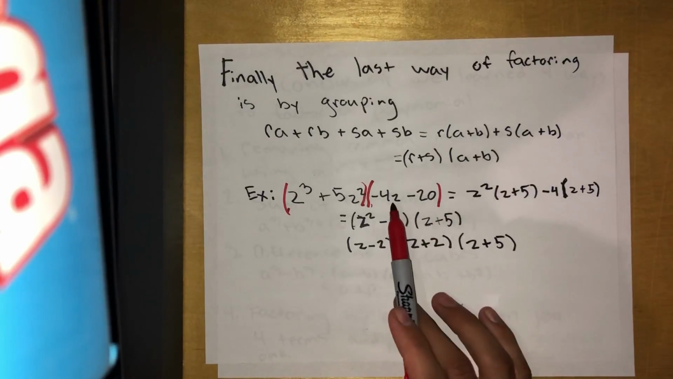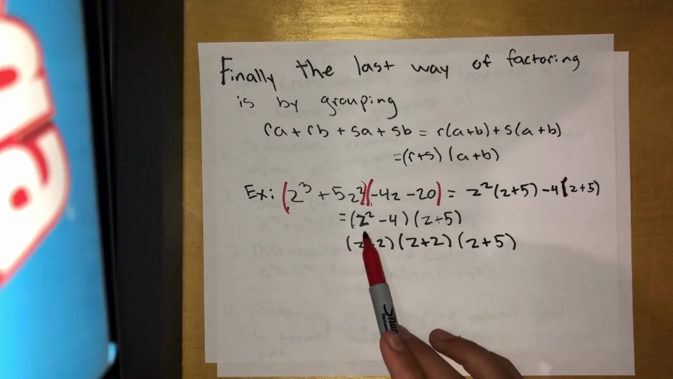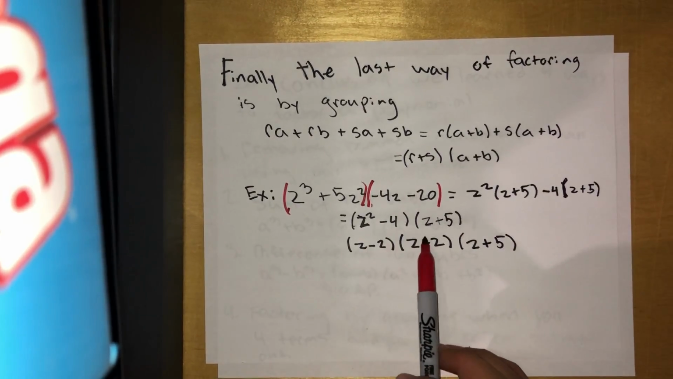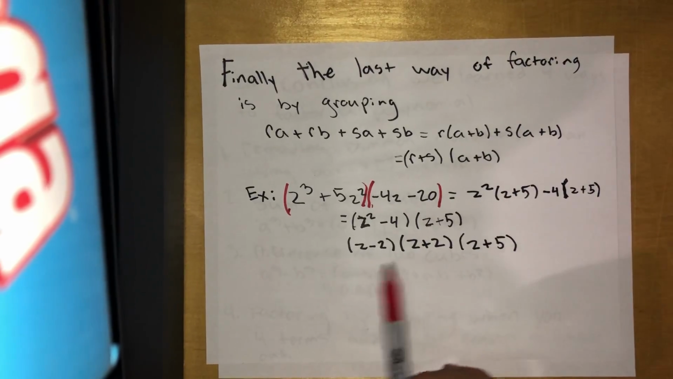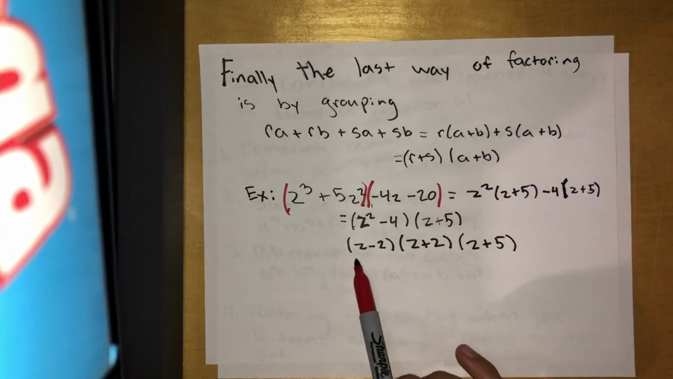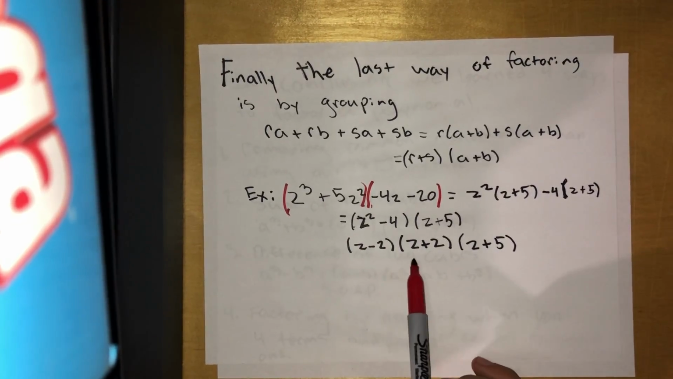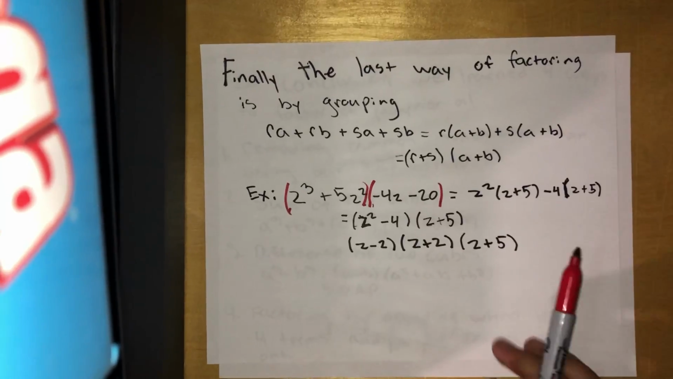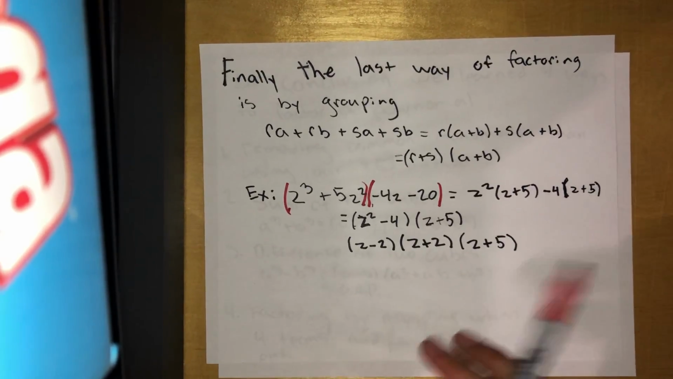So then you have your r, your s, your a, and your b, and you get (z squared minus 4)(z plus 5). But you have to fully factor it, and this can be factored to (z minus 2)(z plus 2)(z plus 5), which you've learned before with the difference of squares.